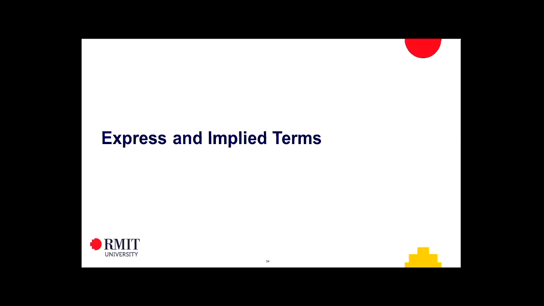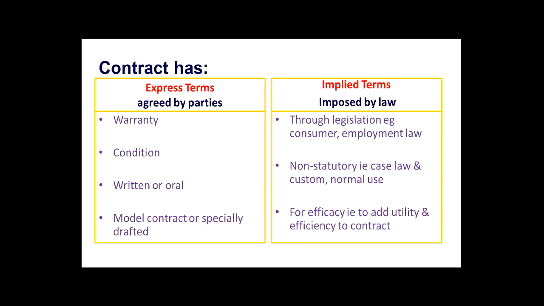Express and implied terms. So these are the types of terms that you can have. Express terms you can see or read or hear. There's specific terms that the parties include. On the contrary to that, you can also have implied terms. Implied terms are notoriously hard to identify because they're not there.